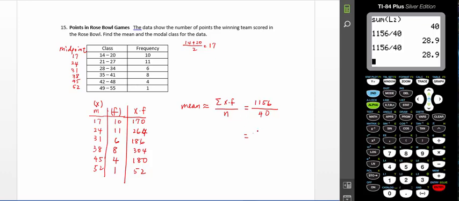Now, the second part of the question asked us for the modal class for the data. The answer is going to be 21 through 27, because that's the class with the highest frequency. Okay, so that's number 1 and number 15 for lesson 3.1.